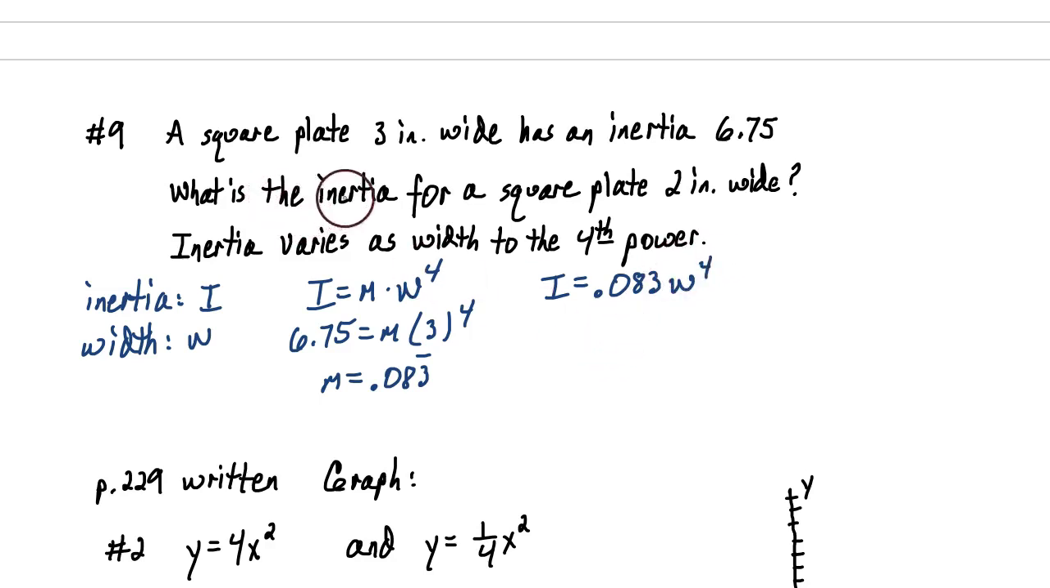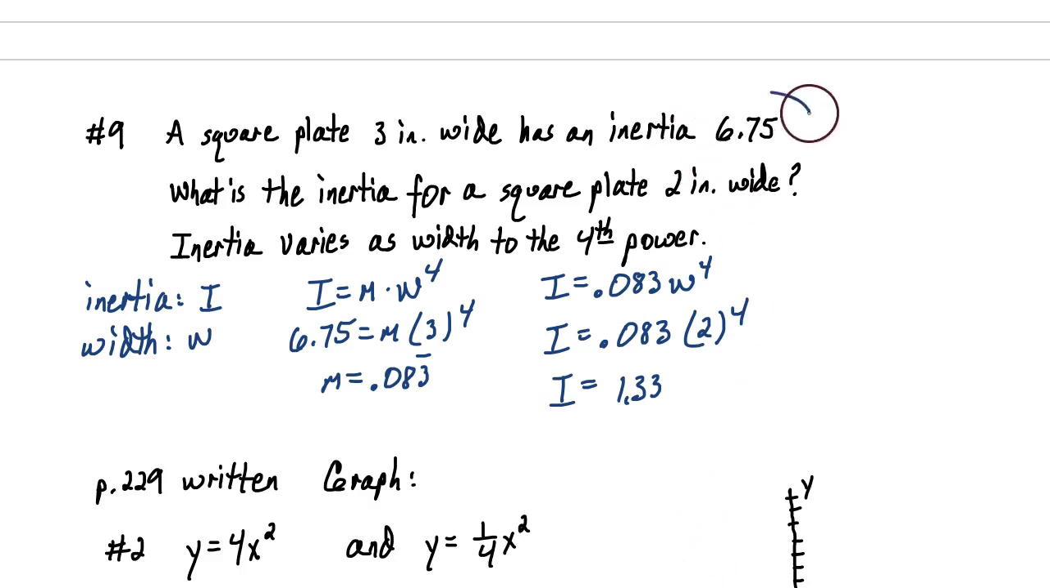Then we're asked, what is the inertia if the square plate is 2 inches wide? So let's solve for I when we fill in 2 for w. I still have the entire number for m on my calculator screen, so I'm going to leave it on the screen and just press times 2 to the 4th power. And the result is 1.3 repeating. So by rounding it, maybe just 1.33. This problem doesn't give any units of measurement for inertia up here, so I'm going to leave my answer without any units of measurement.